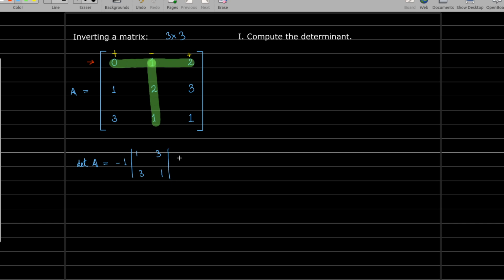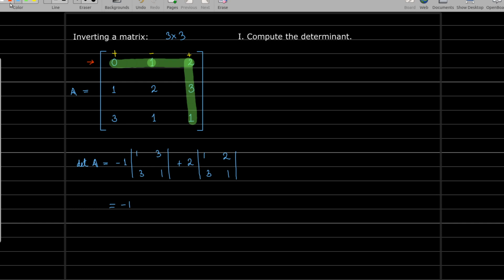Then the next one, we'll choose this element, so we'll have plus 2. This element is 2, then this is the minor. Taking into account the sign, we have a plus sign, so that will give us the cofactor. So we have to find the determinant of this one: 1 2 3 1. Once that is done, the rest of it is very easy. So minus 1. Now how do you compute this?